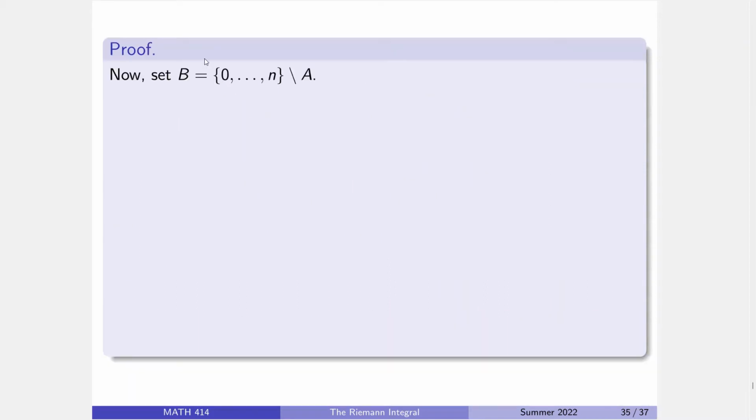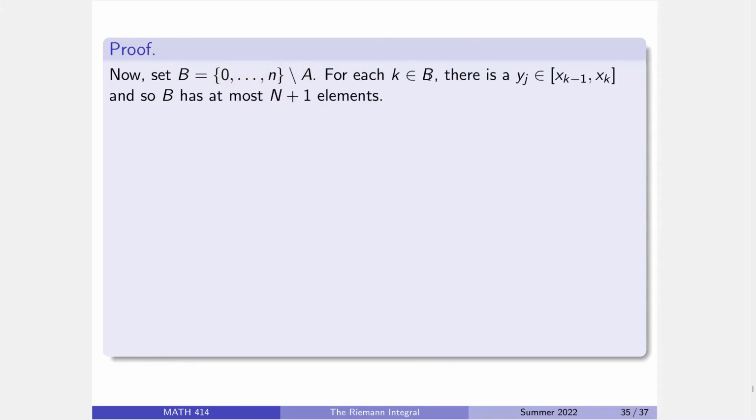So now let's look at the set B, which consists of all of the things in the list 0 to n that are not in A, which means that if you are in B, there is some y sub j that must live in the subinterval there. So note, this forces B to have at most n plus 1 elements. Good thing I have that n plus 1 on my delta.